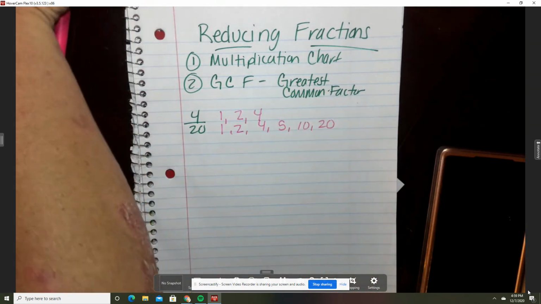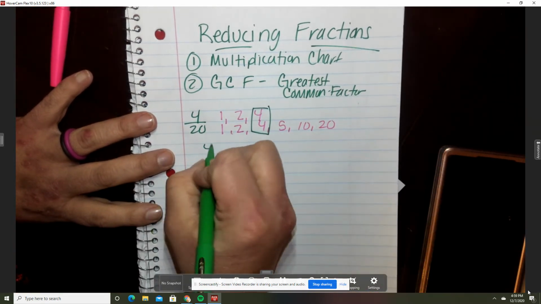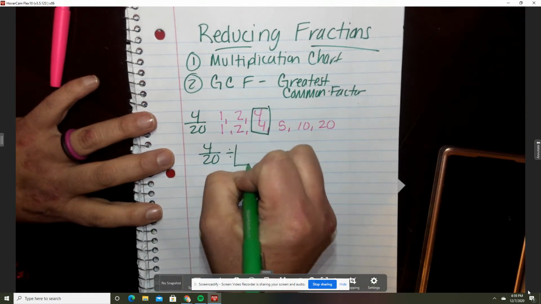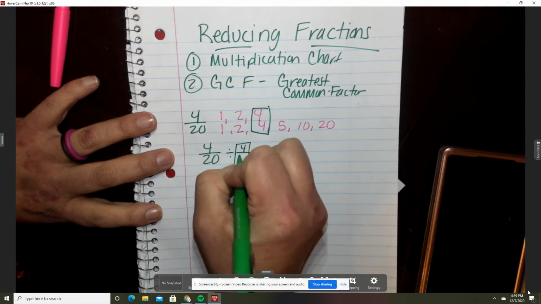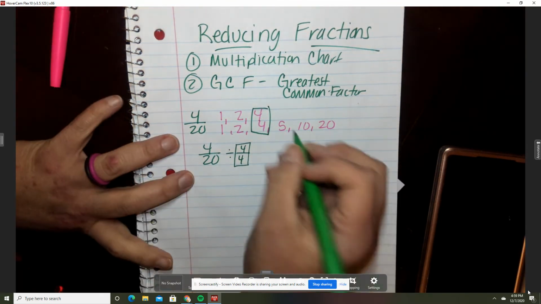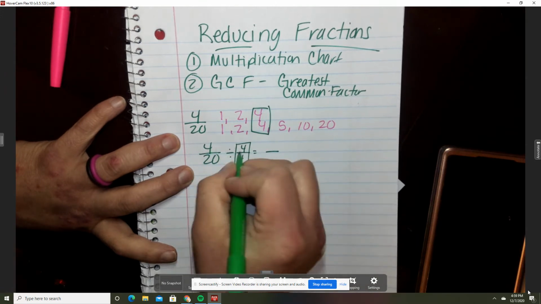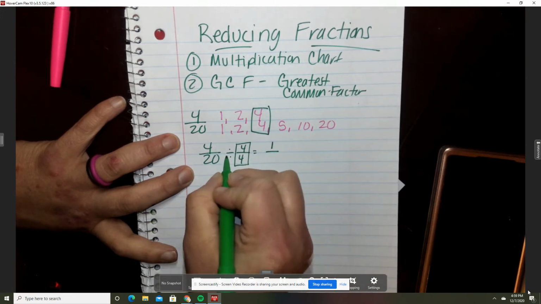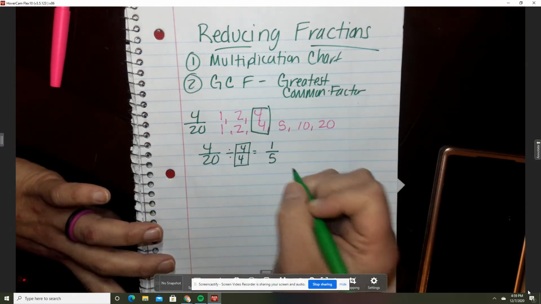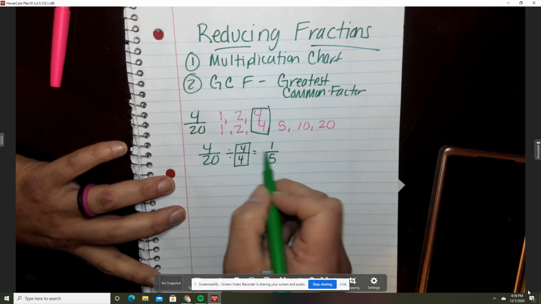So then the greatest common one is 4. Okay, so you take your fraction and you make a magical box, which is what I like to call that. And you put your greatest common factor in the box. So then you just divide. 4 divided by 4 is 1. 20 divided by 4 is 5. So the simplest form of 4/20 is 1/5. They are, in fact, equal.